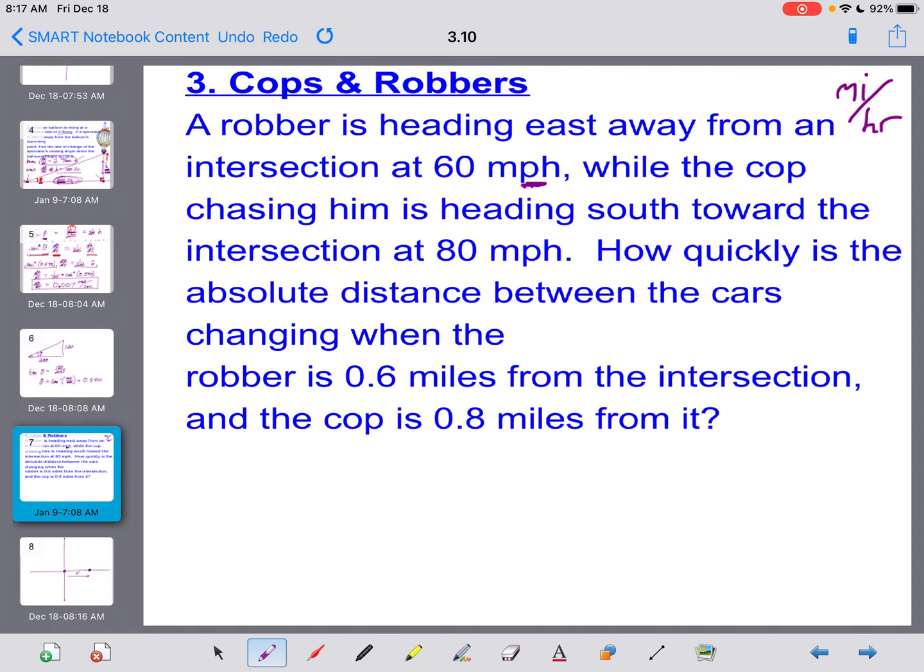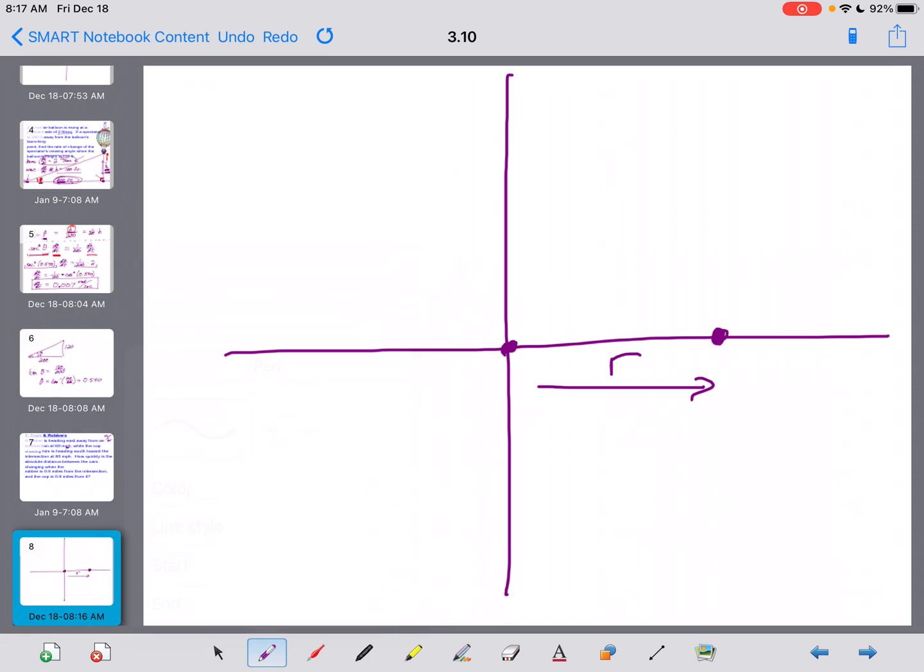Then, what else do we know? The cop is chasing this robber, and the cop is heading south toward the intersection. That must mean that the cop is currently located north of the intersection right here, but is heading down in this direction. Now, the distance from the cop to the intersection, is it constant or is it variable? That's changing as well because the cop is chasing after the robber, so we're going to have to put a C right there.